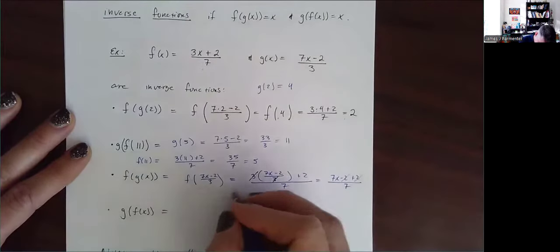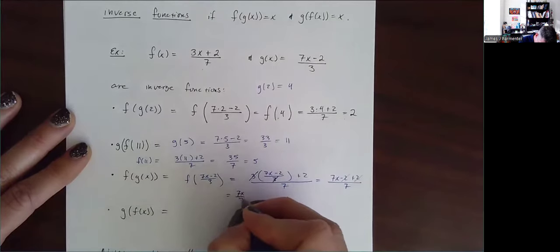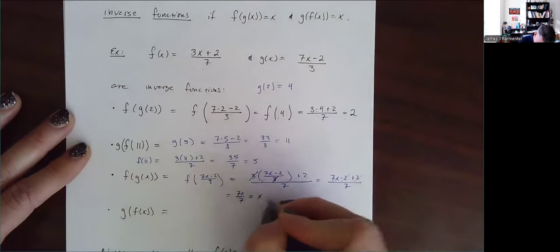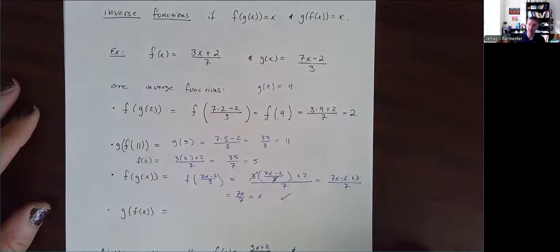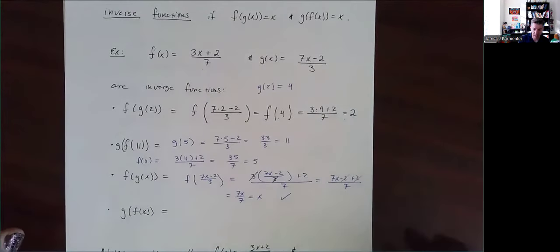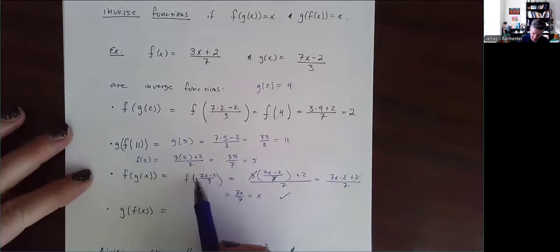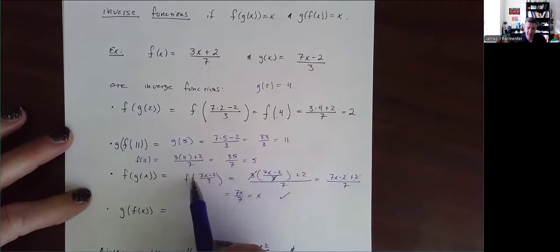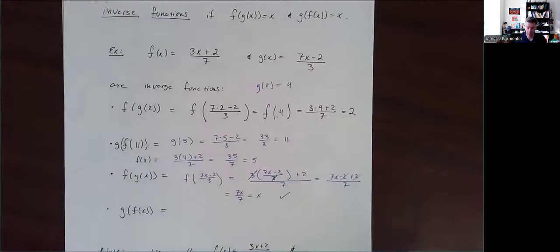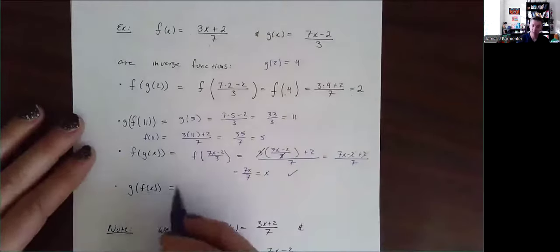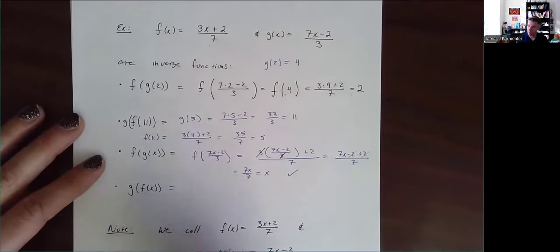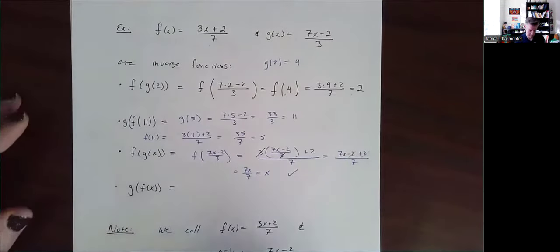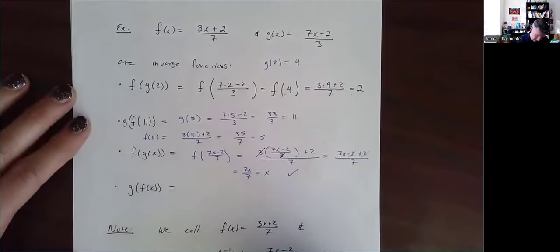And then we're going to get 7x divided by 7, and the 7's cancel, and we just get x. As expected, f of g of x is equal to just x. G did something to it. It gave us 7 times x minus 2 divided by 3. F undid that and took us back to where we started. Same deal here. I recommend you all try doing this one on your own before I do it. So pause the video, get a pencil out, try doing g of f of x.